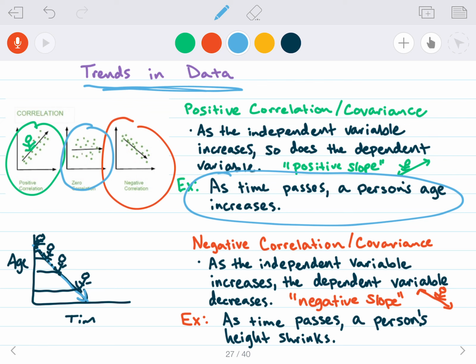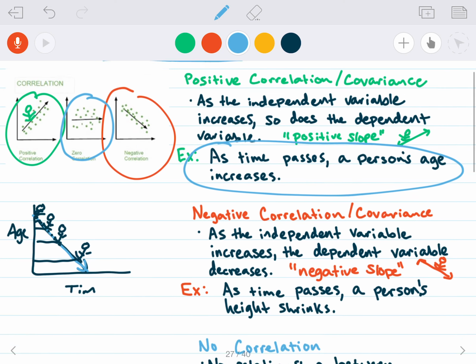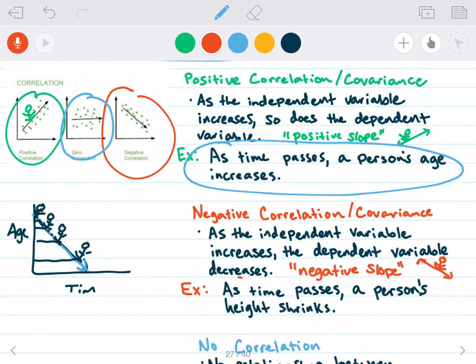As time passes, a person's age goes up, right? That's direct variation. On the other hand, this is not direct variation. This is inverse variation, because as one variable, time, goes up, a person's height goes down. So that's an inverse relationship. One thing goes up, the other thing goes down. With direct variation, we can also have two things go down.